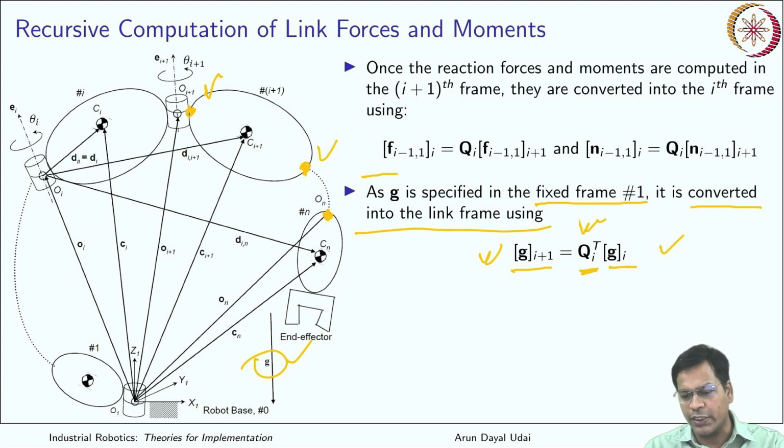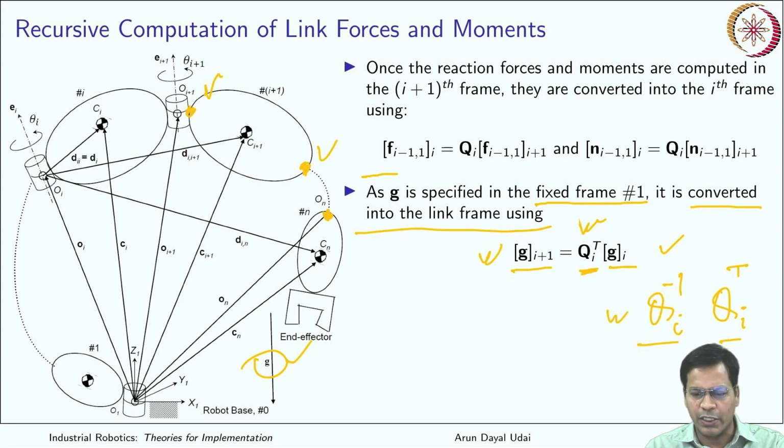Qi transpose. What does it say? It is Qi. It is a rotation matrix. So instead of taking inverse, I can quickly find it out by taking transpose of this. You know, rotation matrices are orthogonal in nature, so you can do this. So that is what is done over here. So it was already in I plus 1th frame. So in previous frame you can calculate by using this.